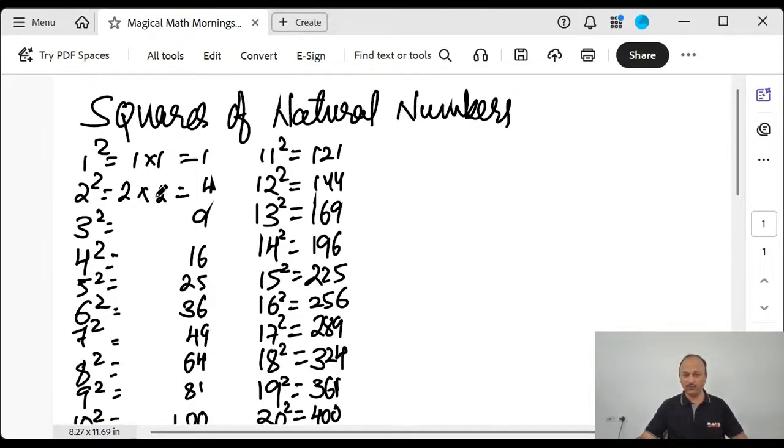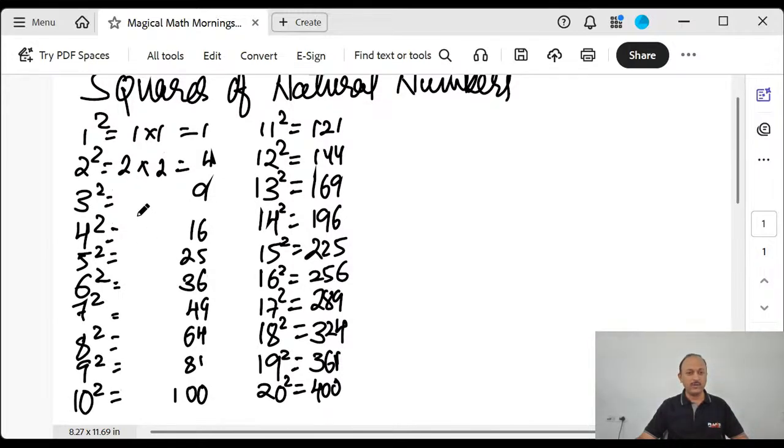1 square means 1 into 1, that is equal to 1. 2 square means 2 into 2, that is equal to 4. 3 square means 9, 4 square is 16, 5 square is 25, 6 square is 36, 7 square 49, 8 square 64, 9 square 81, 10 square 100. Same way you can write them from 11, 12 up to 20, that is 121, 144, 169, 196, 15 square 225, 16 square 256, 17 square 289, 18 square is 324, 19 square is 361, and 20 square is 400.